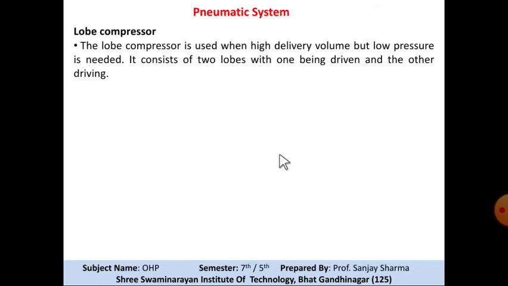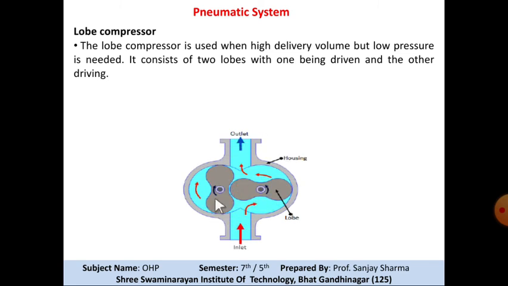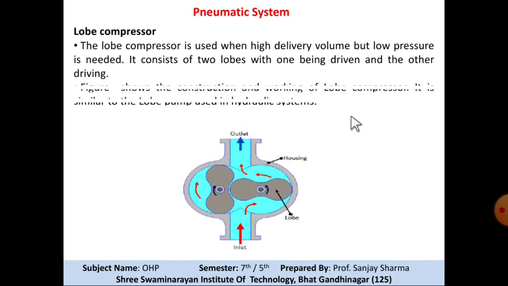The lobe type compressor, you are familiar with this. I'll just go to the diagram. These are the two lobes. This one is the driver, another is the driven lobe. Whatever air is entering, the close contact of the lobes will manage the sealing of the air and not allow air to pass through. During this rotation, whatever air is entering will be compressed and delivered at the outlet. The figure shows the construction and working of the lobe compressor.